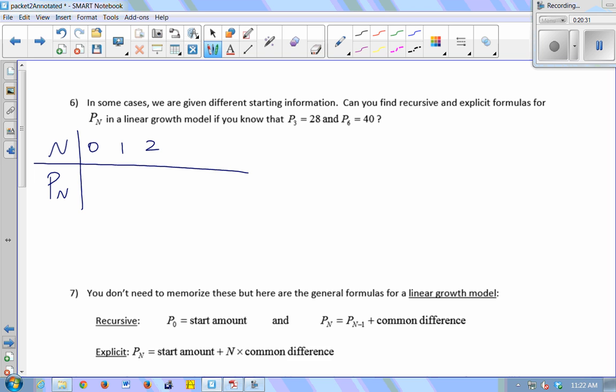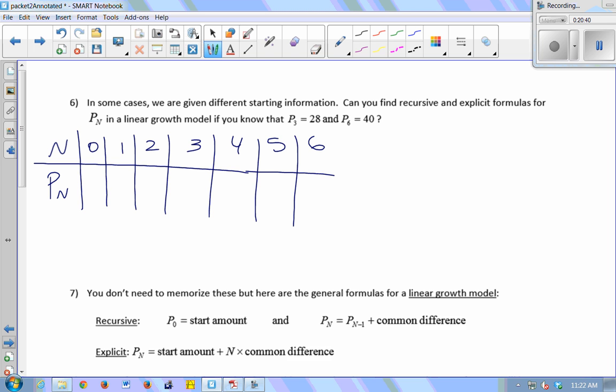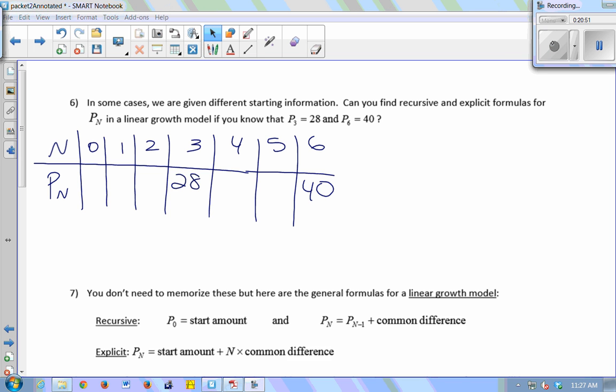0, 1, 2, 3, 4, 5, 6. Make yourself a table like we did in the last example. Put in what you know. See if you can fill in the table from there. And once you have the table, then write your formulas. All right, let's discuss it. We'll go over these. So how can I fill in the rest of this table? I only have these two pieces of information. What do I do? Yeah, Greg.